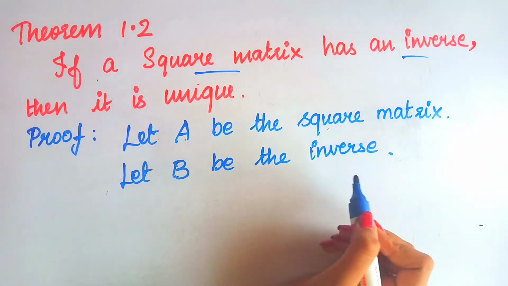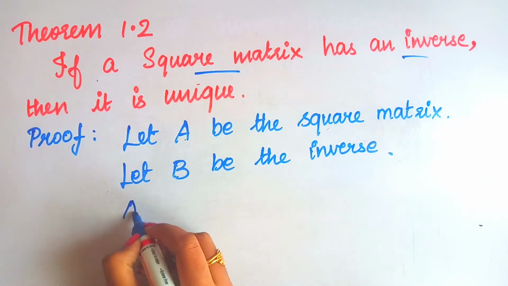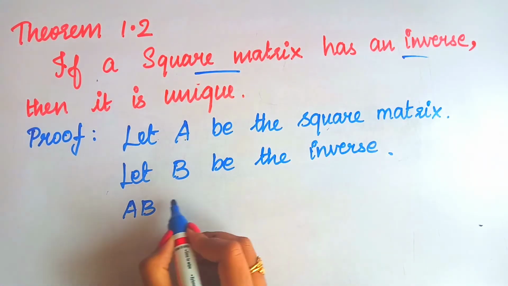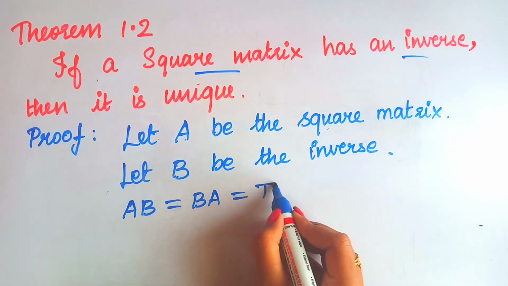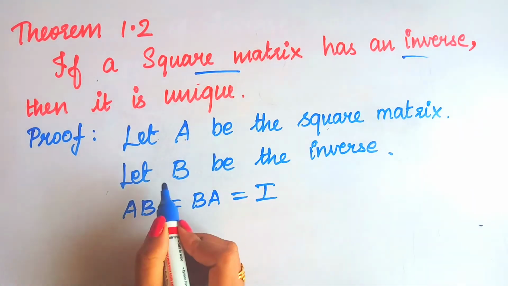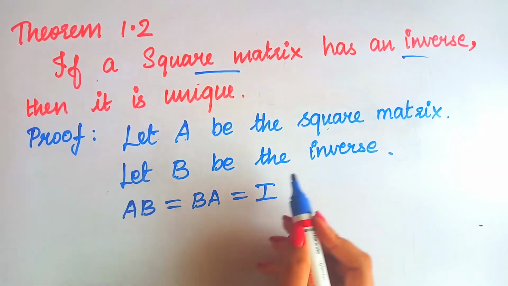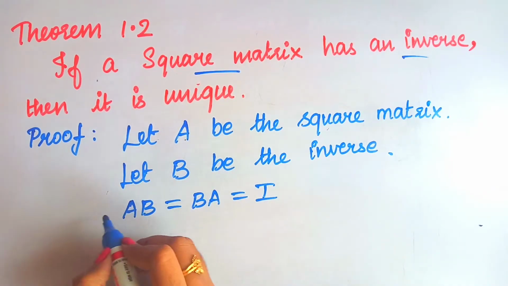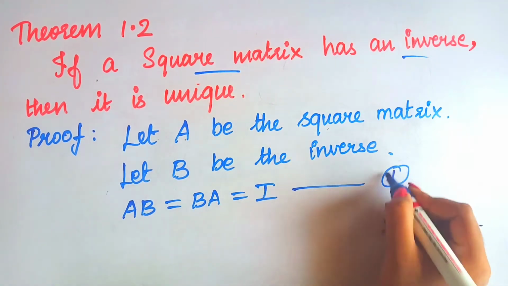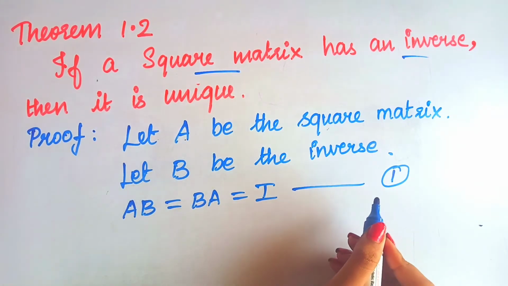Okay, so as I said, now you have seen in the definition, right? The definition of inverse is AB equal to BA is equal to I, which means we have to multiply these two, the square matrix and its inverse. If we multiply that, we must get an identity matrix. So this is the definition of inverse, right? So let's take this as equation 1.